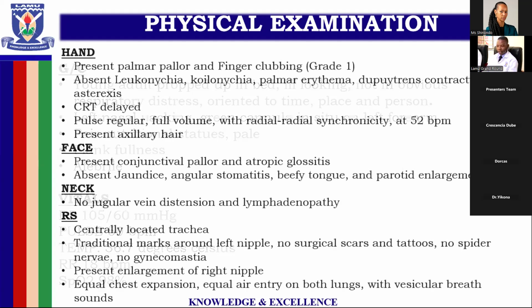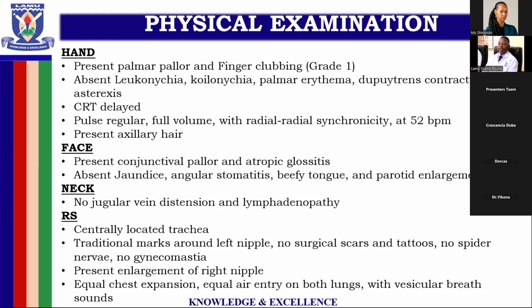So on closer examination, on the hand, our patient presented with palmar pallor. He had finger clubbing grade 1, but there was absence of leukonychia, koilonychia, palmar erythema, Dupuytren's contracture, and asterixis. His capillary refill time was delayed. His pulse was regular, full volume. There was radio-radial synchrony. It was at 52 beats per minute. The patient also had axillary hair.